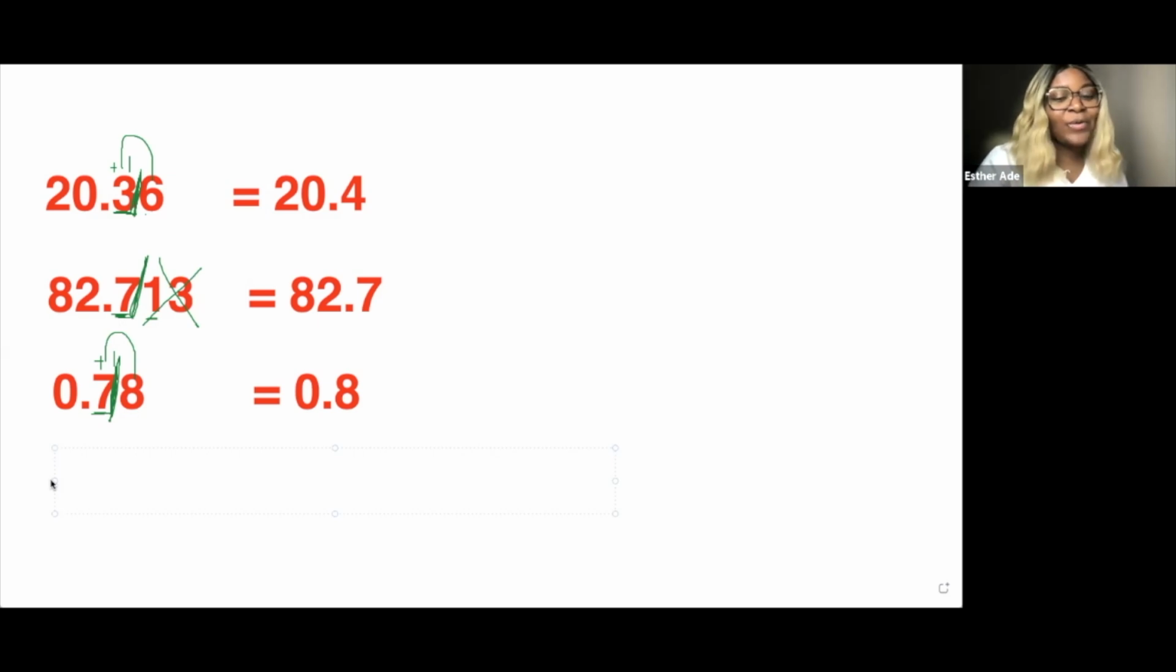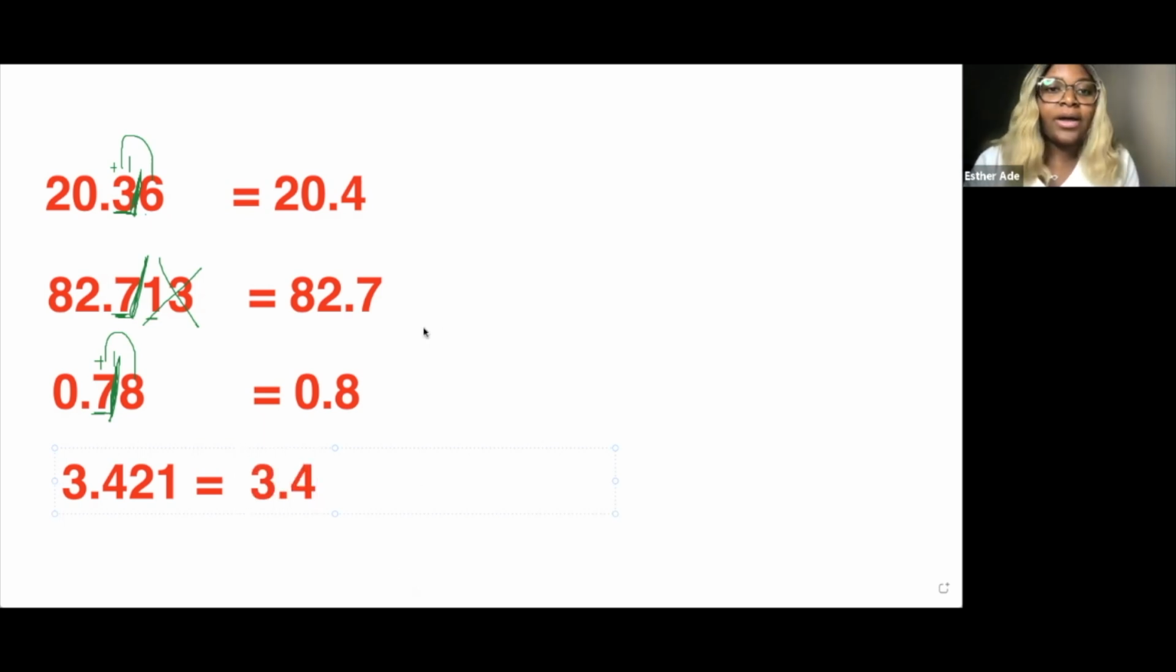We're going to do one more. So we have 3.421. So once again, your right answer should be 3.4. Okay. So this is where my answer should stop. One number after the decimal, lock my gate. 2 is not up to 5. So I get rid of it. All right. So that is 10th place.